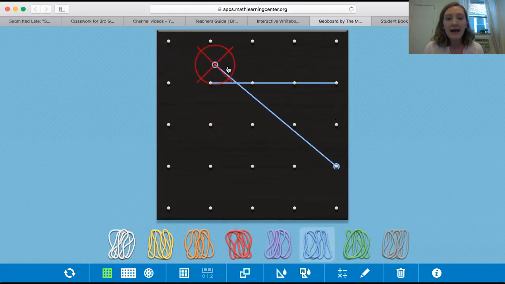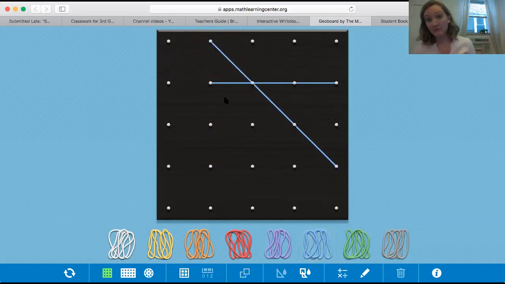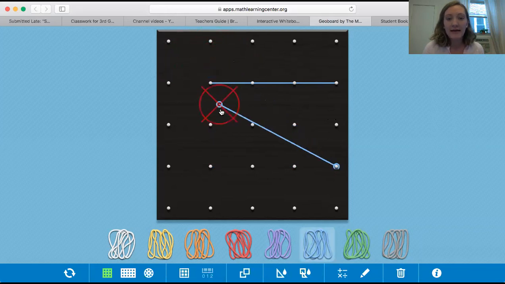If I ever have rubber bands that cross each other and make an X, that is never parallel. Parallel lines never cross each other. That is definitely not parallel. Parallel lines have to be the same distance.